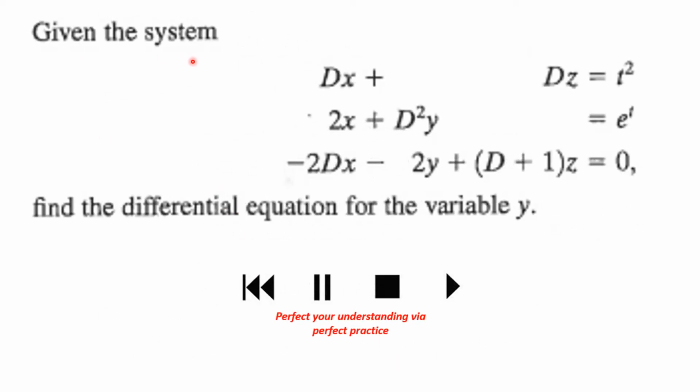Let's look at a 3x3 example. So given the system, Dx + Dz = t^2, 2x + D^2 y, this is a second order system, is equal to e^t, and -2Dx - 2y + (D + 1)z is equal to 0. And here I'm asking you a different question, not a complete solution, although you should be able to do this, but I'm really just asking you, what is the differential equation for the variable y?